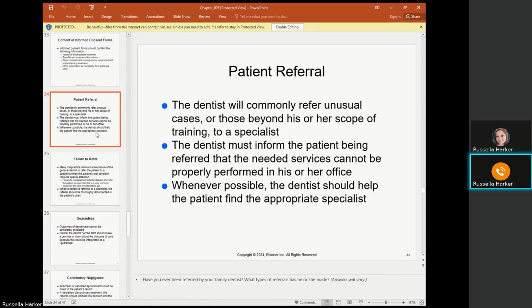And I know in the offices that I worked in, I always would look at their insurance to see which providers were covered before I gave them a referral from the doctor.